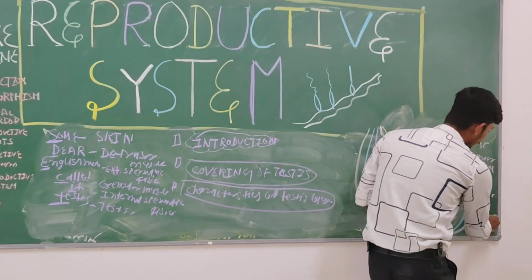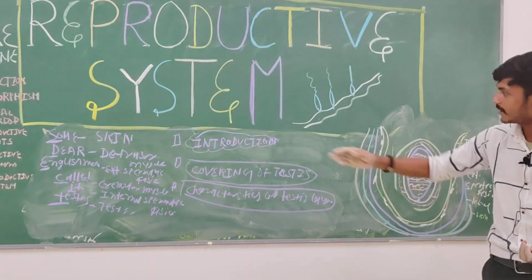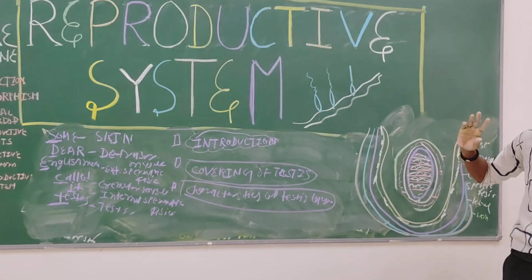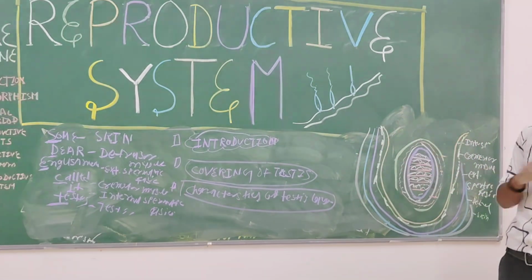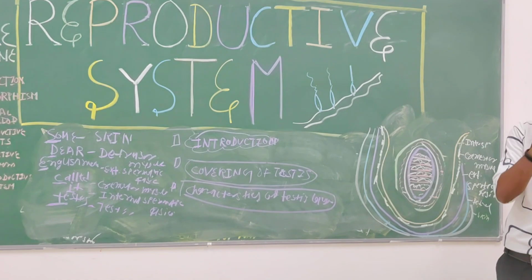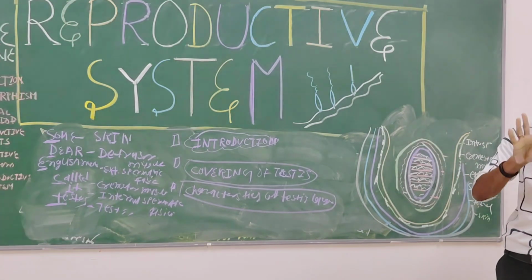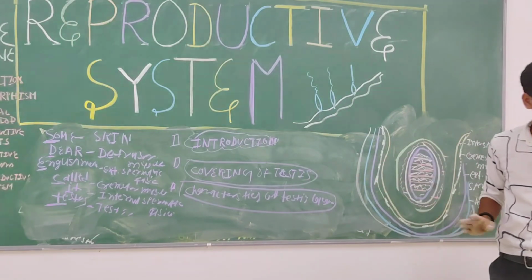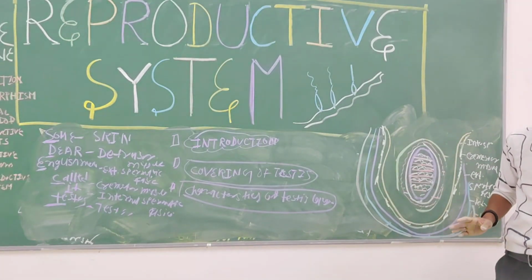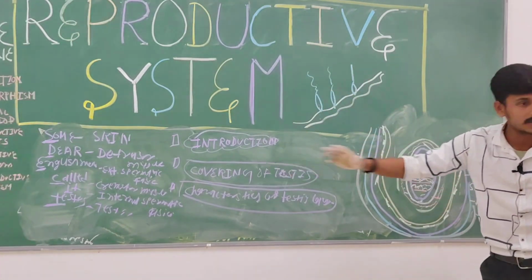So in this question, you also have to go with the same kind of introduction. This time you give the introduction not about the testis but about the scrotum. It's highly pinkish in color, all those things. Then you will go with the covering of the testis, the scrotum. You just mention all these things.